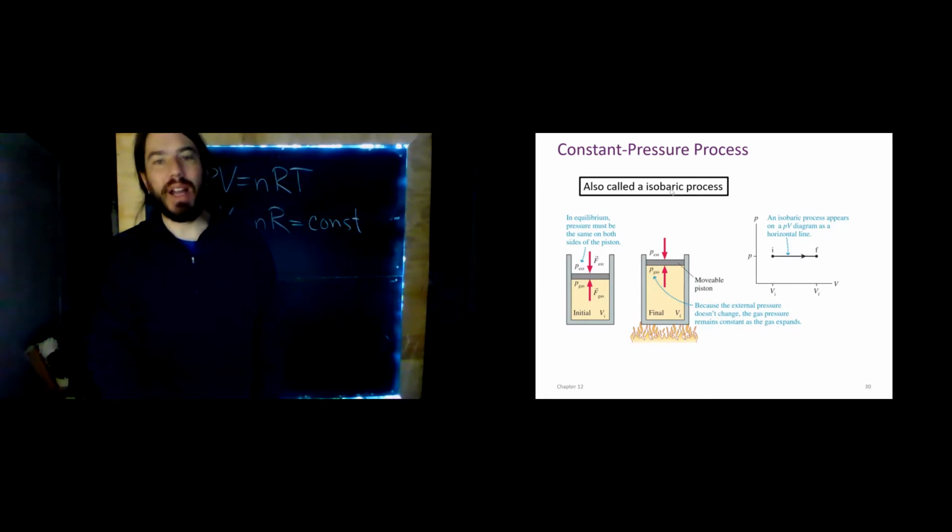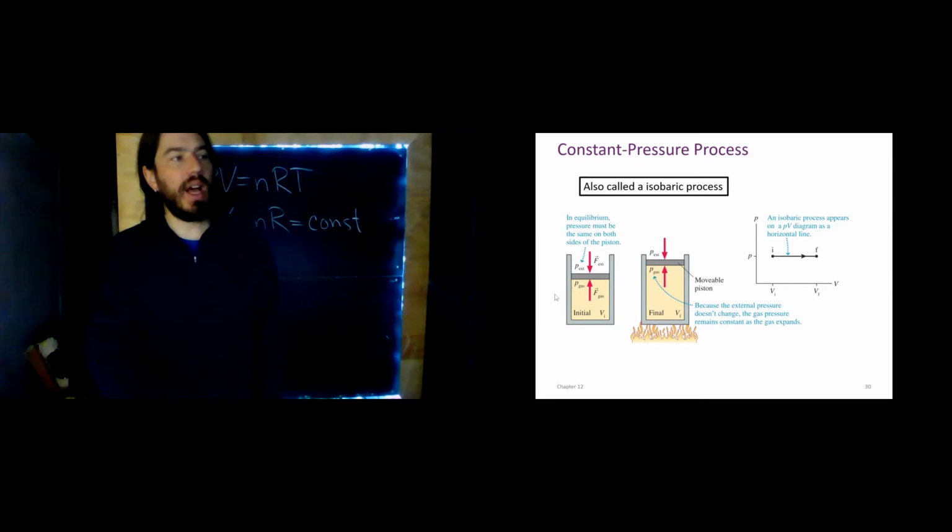This is called an isobaric process. Bar, that's a root for pressure type things, barometric pressure. So isobaric: iso means constant, baric relates to pressure. Constant pressure process, isobaric. How might you accomplish this?